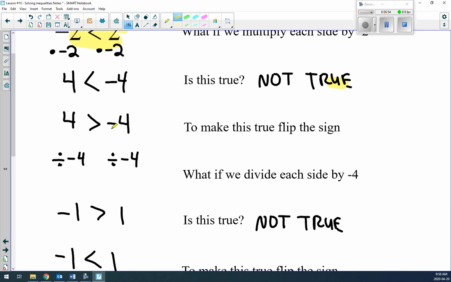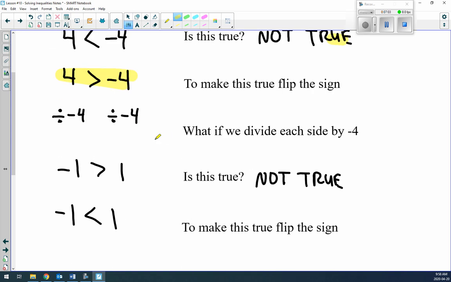Huh. So to make it true, what we've got to do is flip the sign. So now 4 is greater than -4. That's true, right? 4 is greater than -4 is true. Okay. So let's try doing this again. Let's divide by -4 this time.